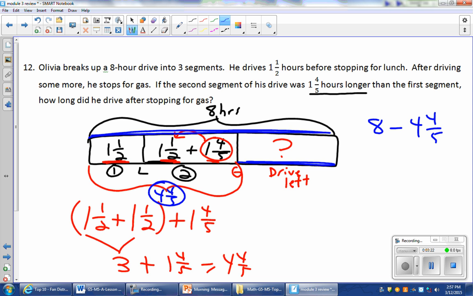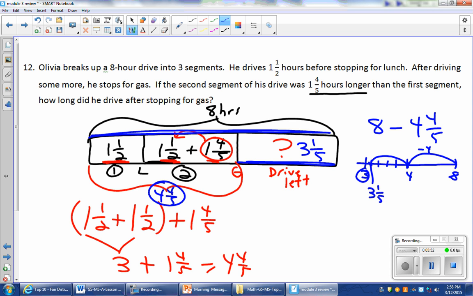Again, we could do this 2 different ways. I'll do it quickly with the number line. I did 8 minus 4, I land on 4. If I go back another whole, but if I partition 1, 2, 3, 4 into fifths and go back another 4/5, I'm at 3 and 1/5 left. I have 3 and 1/5 hours left.